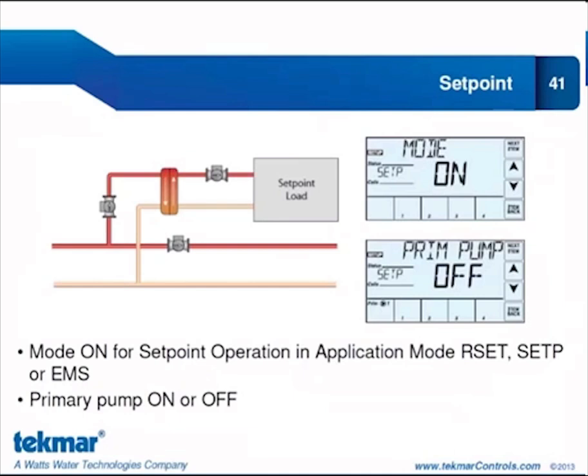Just like in indirect domestic hot water, we have to turn the mode on for set point operation. And that includes when you're in application mode set point. So even though you're telling the control, I want to operate for a set point load, a fixed set point, you still have to turn that mode on in the setup menu. You will also specify the primary pump operation. Do you need the primary pump to operate for set point? In this case, the set point load is piped in parallel. We do not need the primary pump to run for set point, and so we would turn the primary pump off.